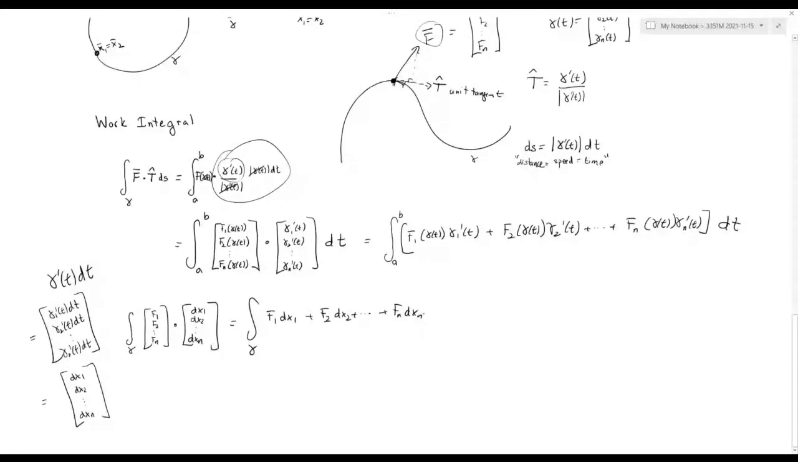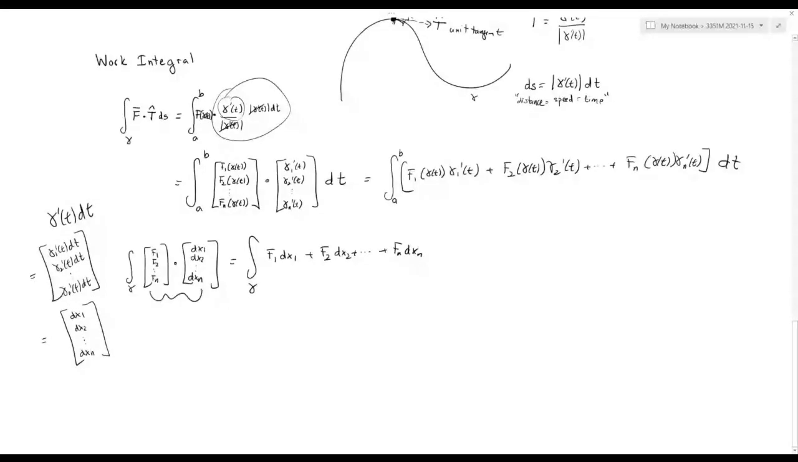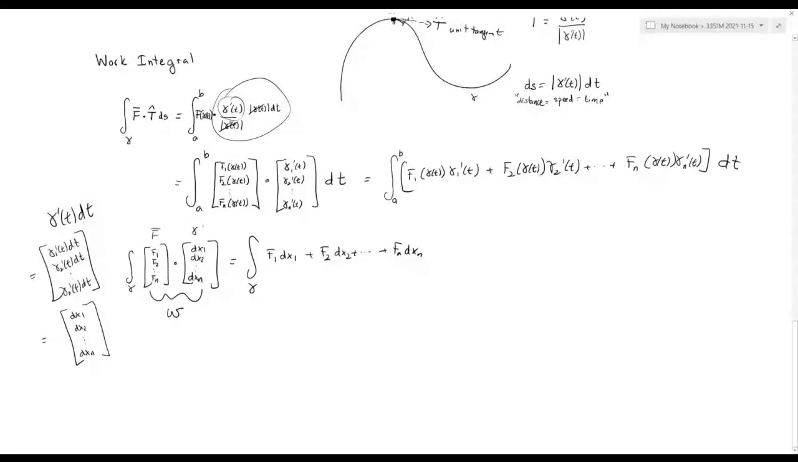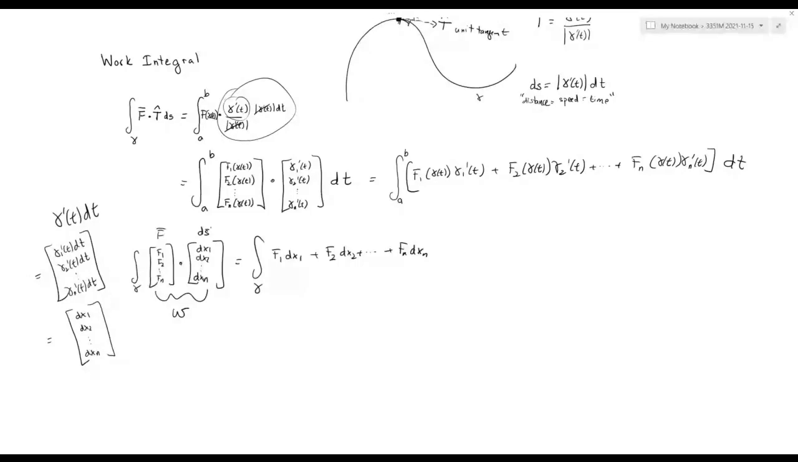That's the work integral. The one form we get is simply the result of taking the dot product of the components of the vector field f with, I guess, what we're calling ds in the book. So what if this is in fact equal to the differential of some real valued function, little f?